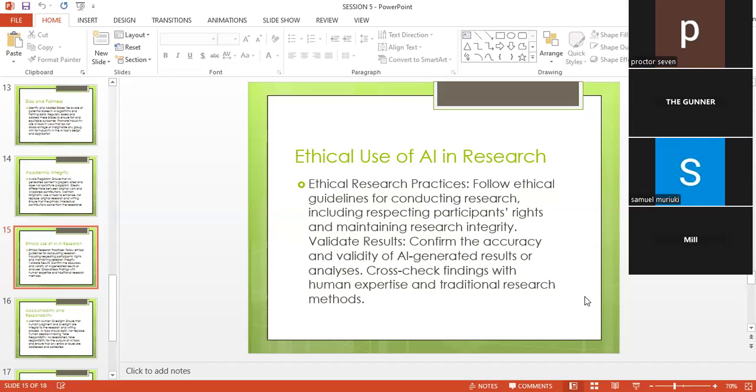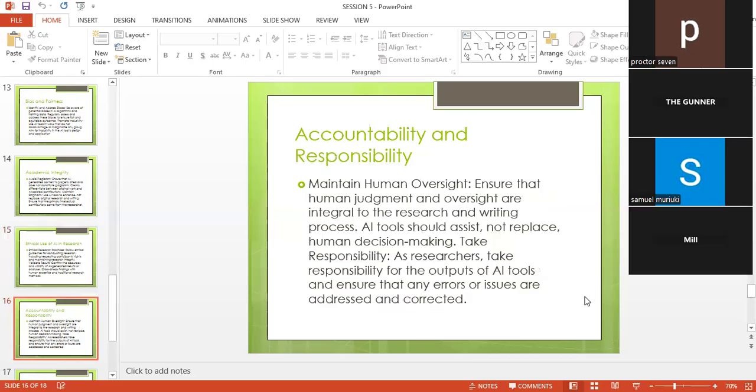So cross-check human expertise and traditional research methods. Accountability and responsibility. Maintain human oversight. Very important. You are the person writing the paper. So let it not dictate, even a choice of words. If you discover that maybe certain words are very difficult, change them. And that's why paraphrasing is very important. Learn to paraphrase, even AI content.